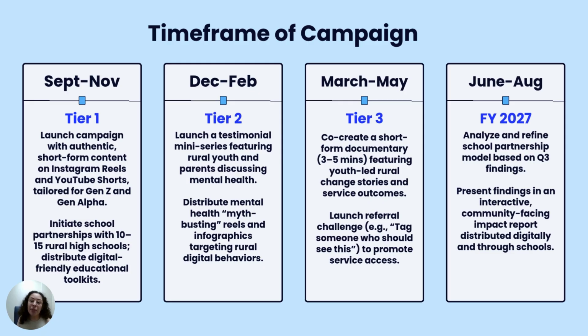Tier 2, which takes place from December to February, I imagine that we could launch a testimonial mini series featuring this rural youth, our target audience, and maybe parents talking about mental health. And also, I imagine we could do something where it says myth busting, but it could be fact versus myth, talking about different items like that that relate to mental health. And this would really target those digital behaviors because it could be Instagram Reels, it could be a video, it could be an Instagram story, just anything like that.